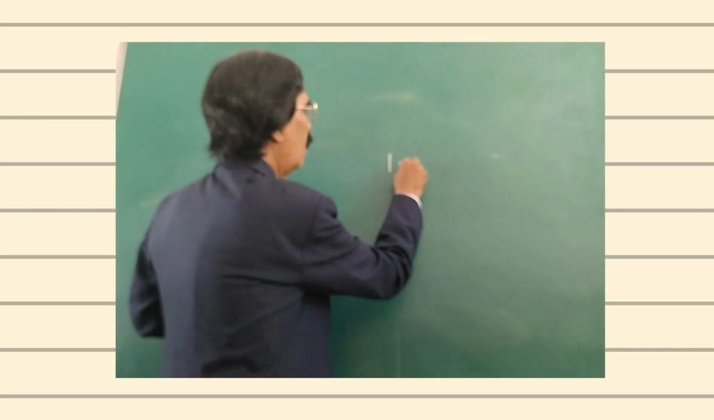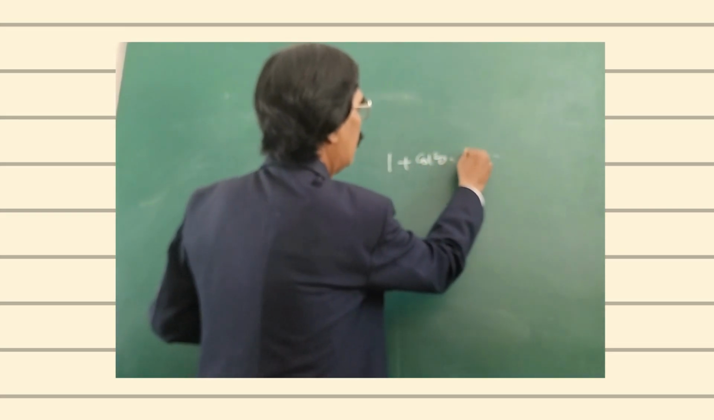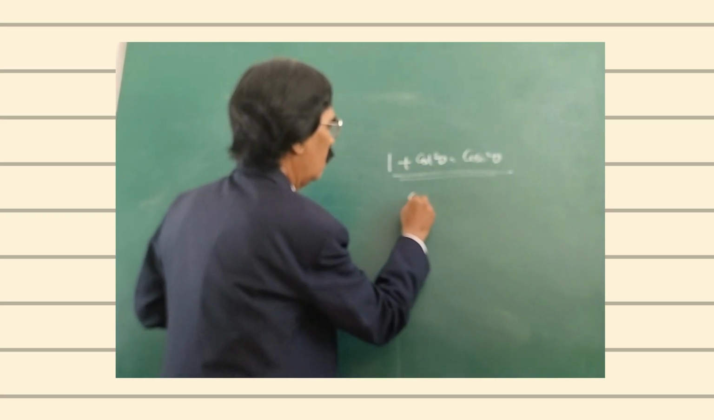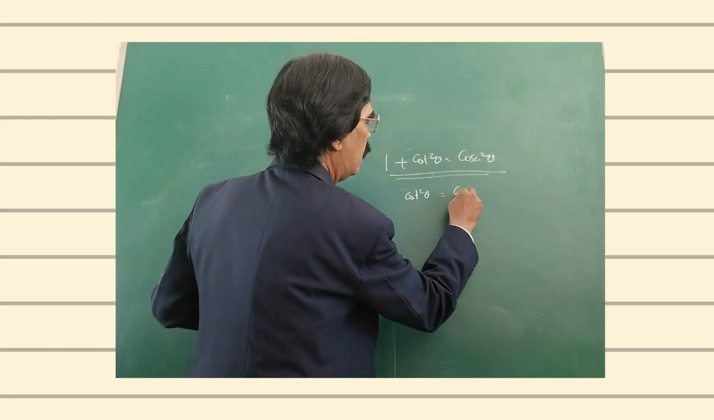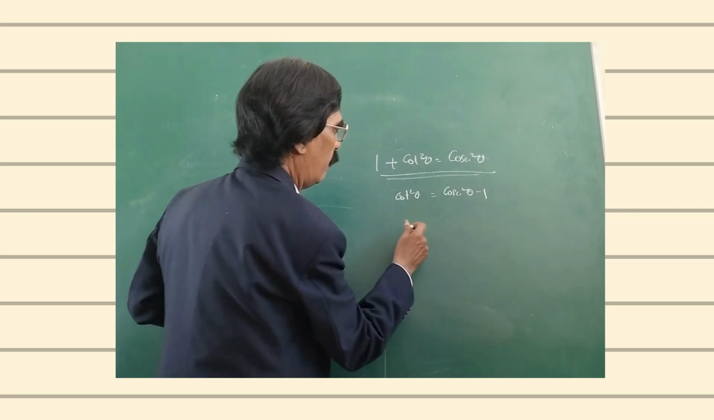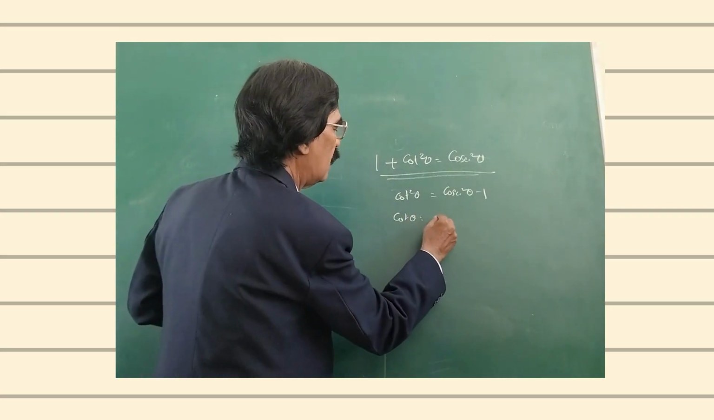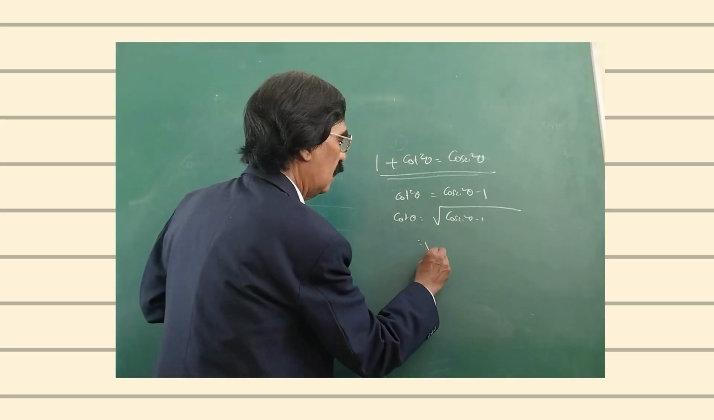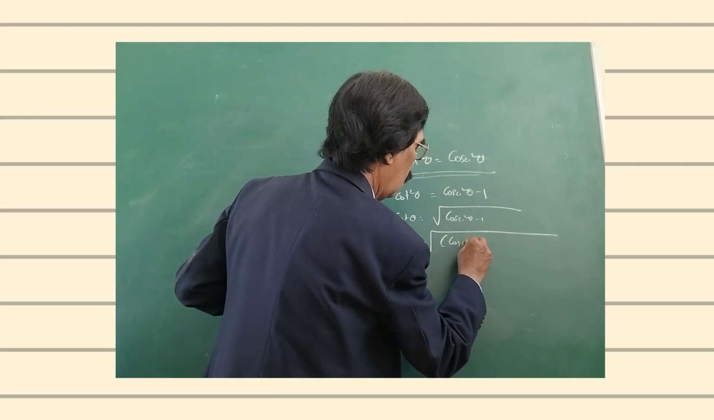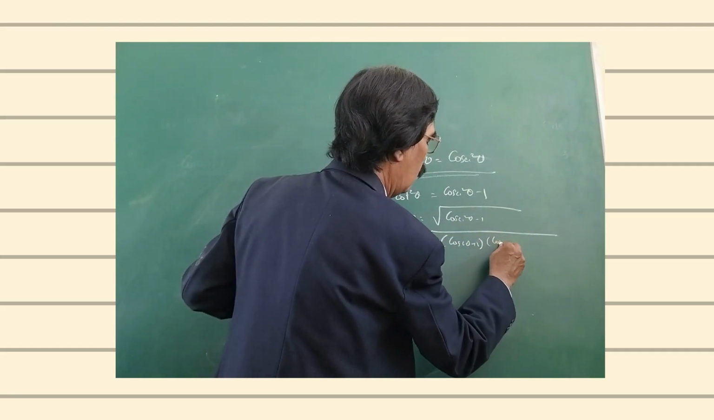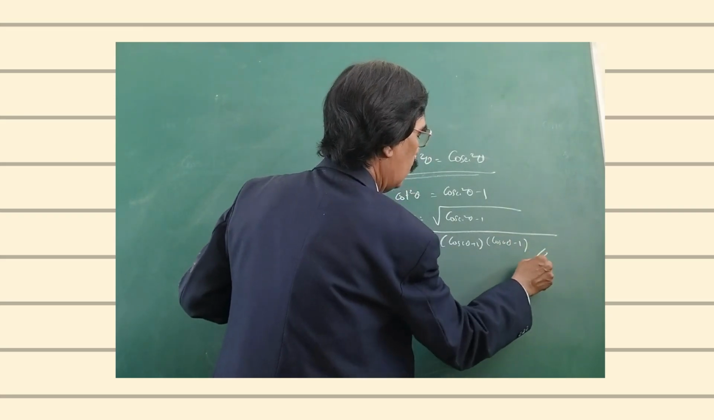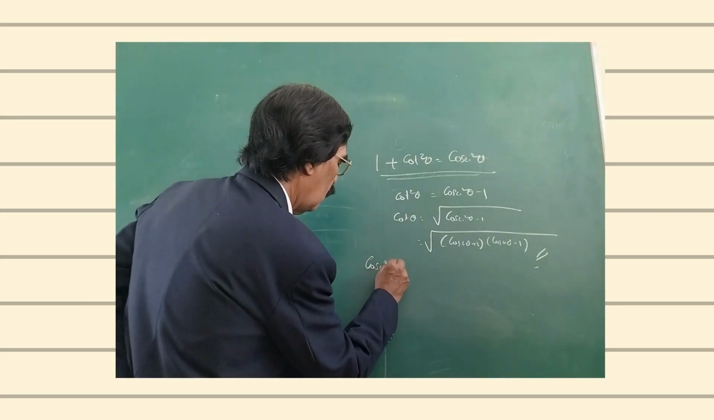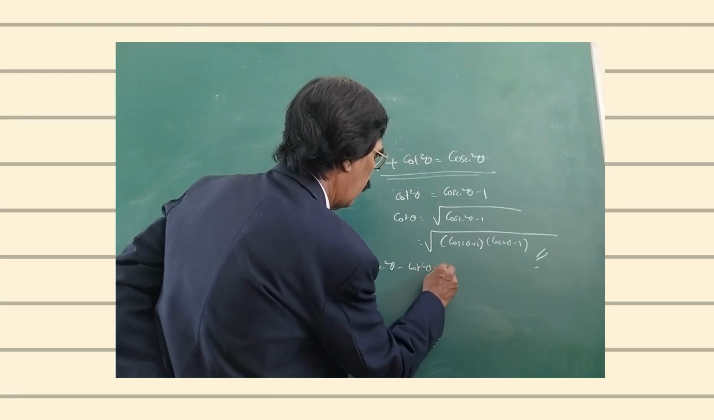Now listen. 1 plus cot square theta is cosecant square theta. So, cot square theta is cosecant square theta minus 1. From that, cot theta is root of cosecant square theta minus 1. That is square root of cosecant theta plus 1 into cosecant theta minus 1. So this is another identity. Also, cosecant square theta minus cot square theta is 1.